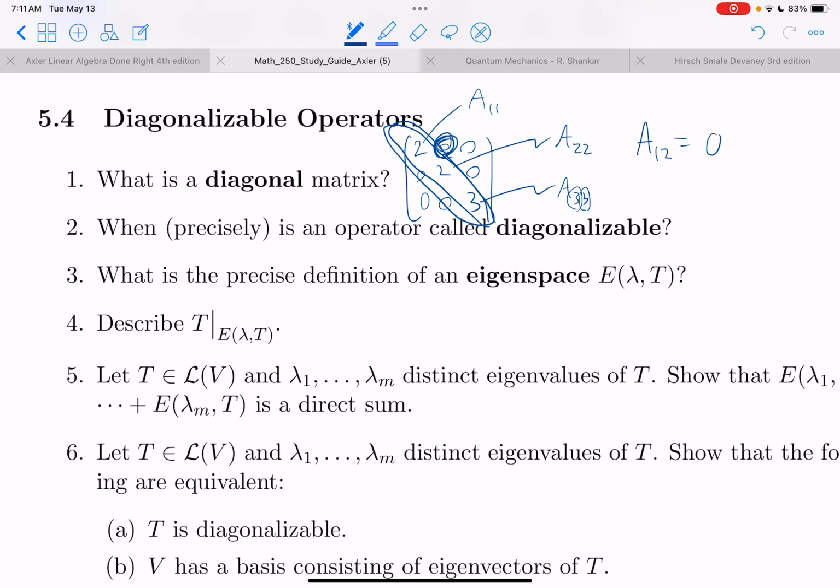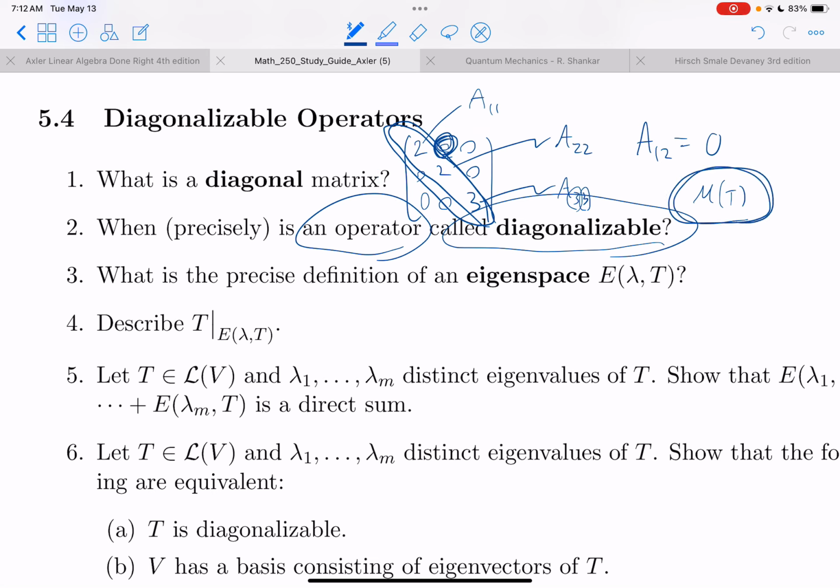So an operator is called diagonalizable when there is a basis such that if you write its matrix in that basis, you get a diagonal matrix. If you choose a different basis, then the matrix will probably not be diagonal, right? So you have to choose a very special basis, a basis of eigenvectors, in order to make the matrix diagonal. Sometimes this is possible, sometimes it's not.